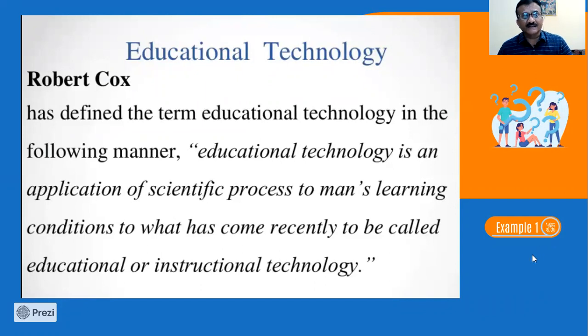Therefore, this one is recently called educational or instructional technology.